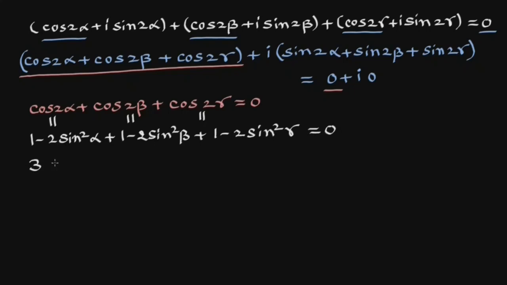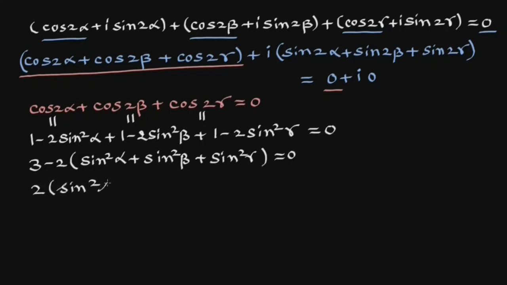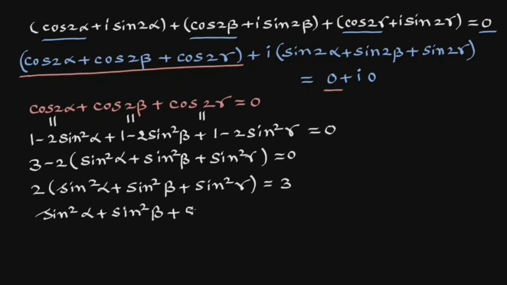This will be 3 minus 2 times (sin square alpha plus sin square beta plus sin square gamma) equals 0. That will be 2 into (sin square alpha plus sin square beta plus sin square gamma) equals 3, or sin square alpha plus sin square beta plus sin square gamma equals 3 by 2 as required.